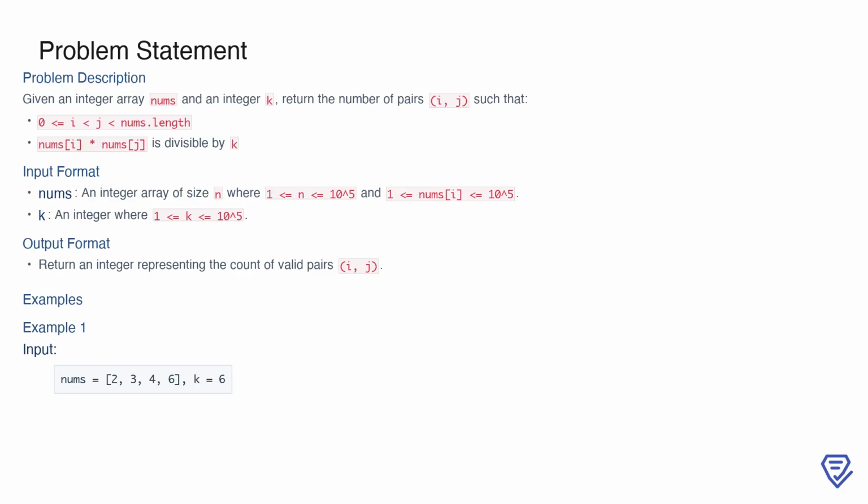For the input, the array nums contains integers where its size can go up to 100,000 elements, and each element has a value between 1 and 100,000. Similarly, k is also an integer within the range of 1 to 100,000. The output you need to produce is a single integer that represents the total count of valid pairs (i, j) that meet the given conditions.